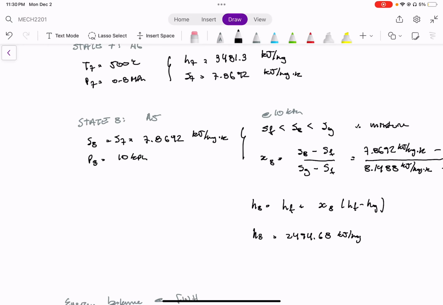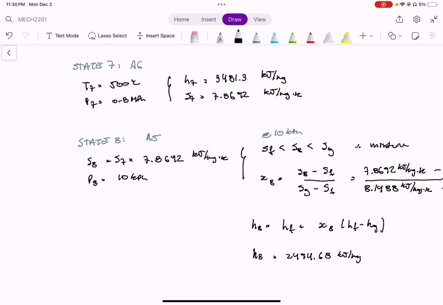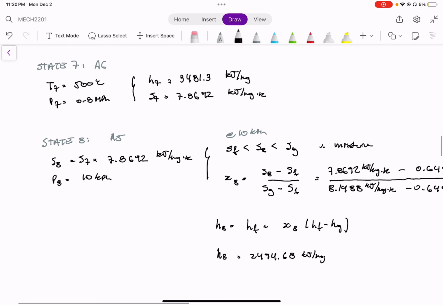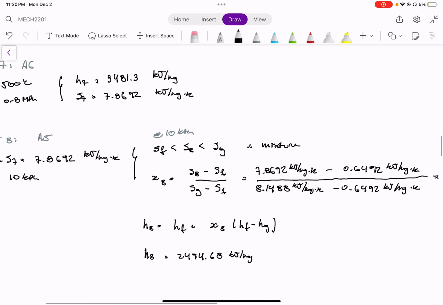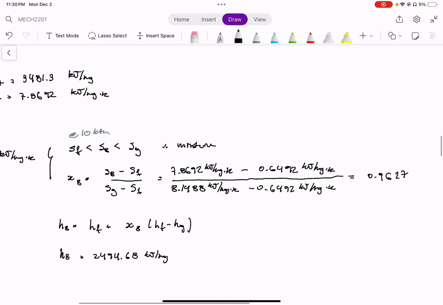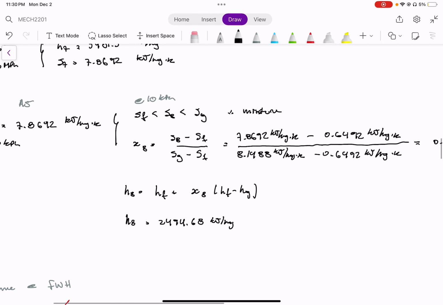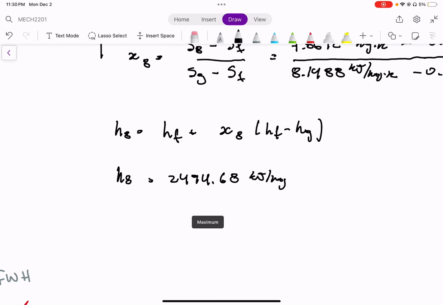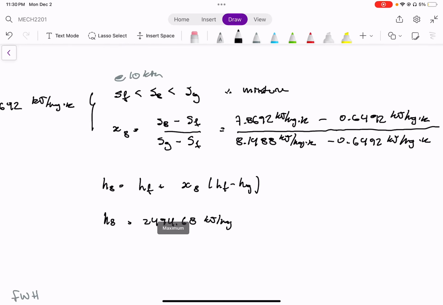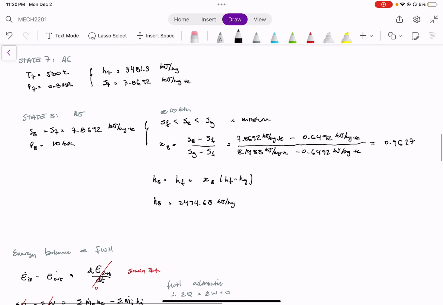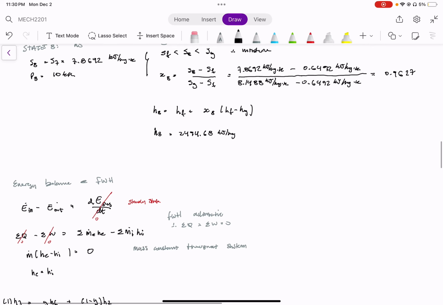We use the same S value, S8 equals S7, and then the pressure is 10 kPa. So we see that it's actually a mixture. So we have to find the x first, which is equal to this value. And then we have to use this formula to find H8, using the original x value, and we get that H8 equals this. Now that we've got all the possible S's and H's, we can continue to solve the problem.